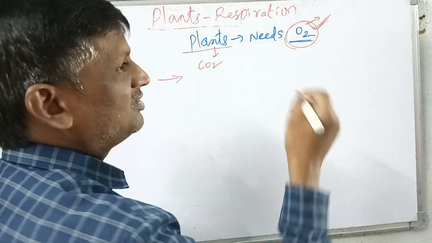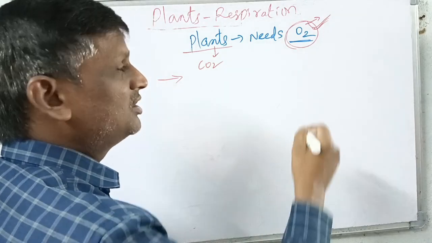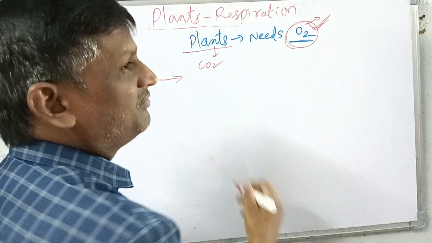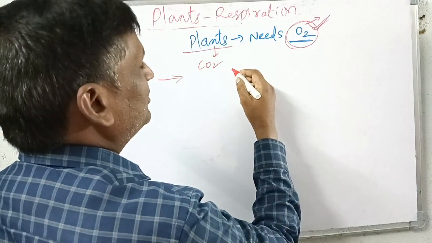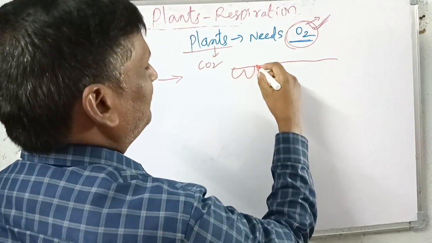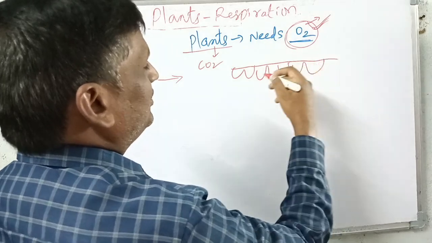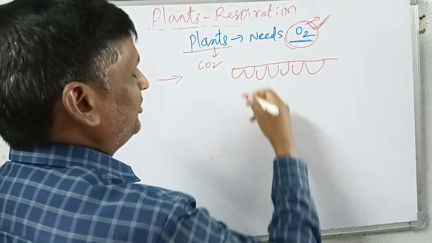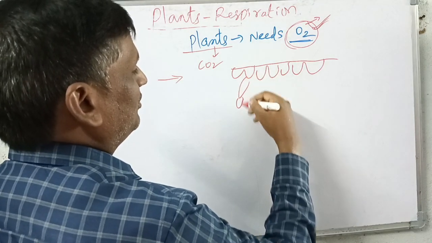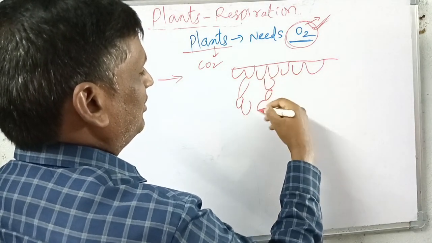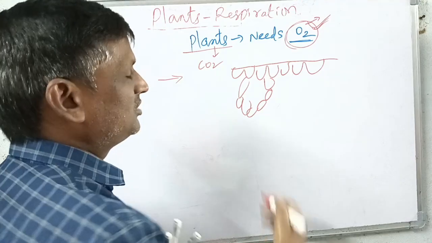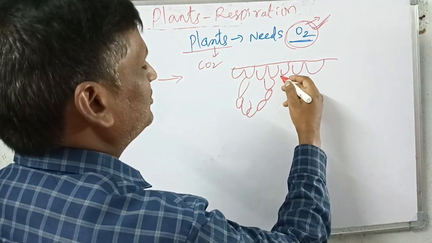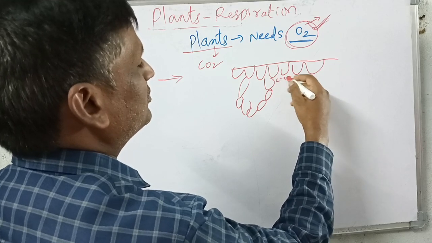So how does this oxygen diffuse into the plant? In the process of diffusion, oxygen diffuses into the plant. For example, when we study the TS of a leaf, we can observe the epidermal tissue. In the epidermal tissue, we can observe some air sacs. These air sacs consist of some larger cells. In these larger cells, there are some water molecules.